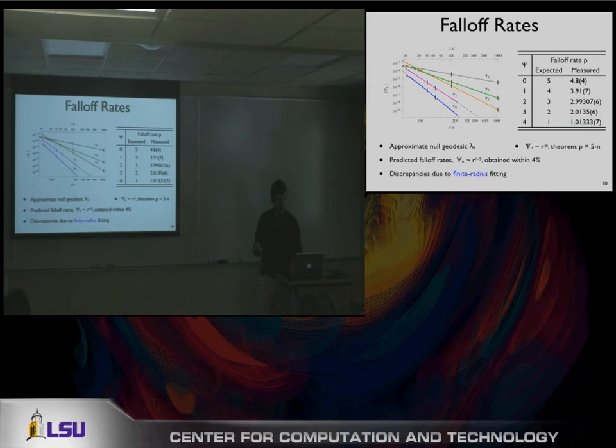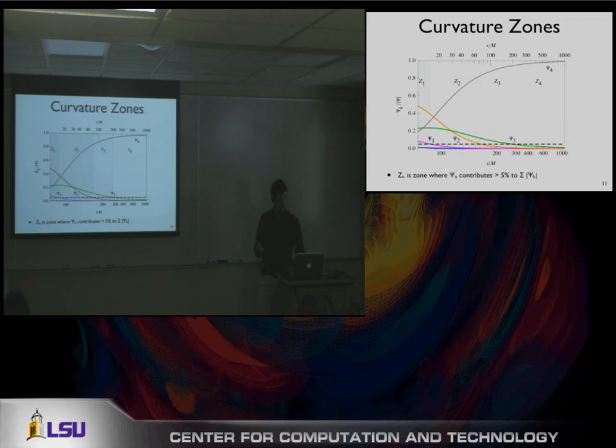Another thing we looked at was what we call curvature zones. This is, in some sense, just a cartoon idea, so take it as a qualitative idea. We defined a zone. The first thing we defined was psi k, which is the modulus. Right, we defined psi as the sum of the modulus of the psi's.